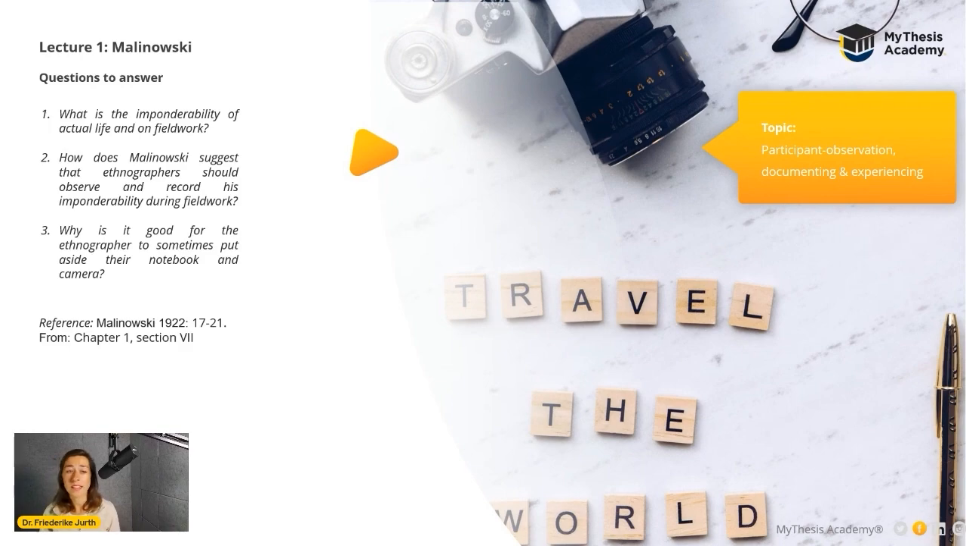Then, how does Malinowski suggest that ethnographers should observe and record the imponderability during fieldwork? And last but not least, I also would like to know, why is it good for the ethnographer to sometimes put aside the notebook and the camera? So why can it also be helpful that sometimes you just benefit from observing and participating, but without any note taking or active documentation of the moment? So these are the main questions that I would like you to answer on the text from Malinowski.